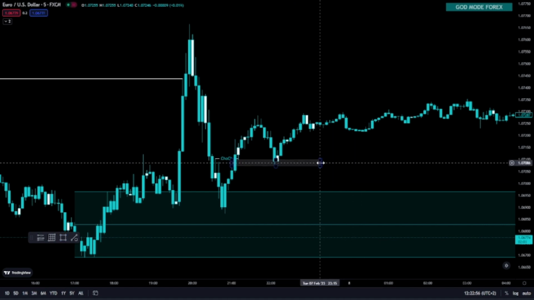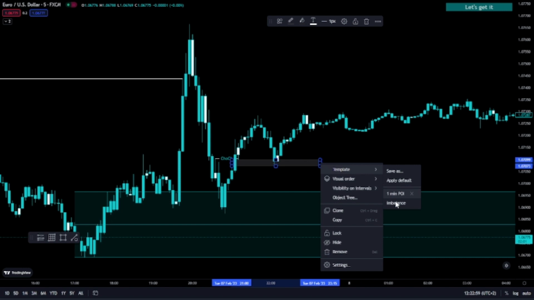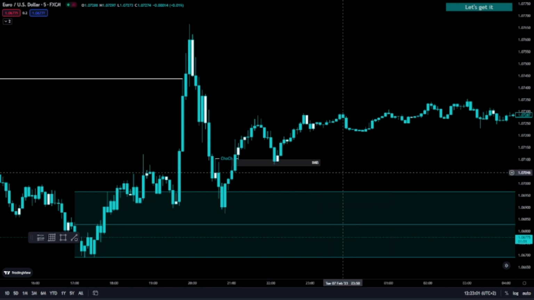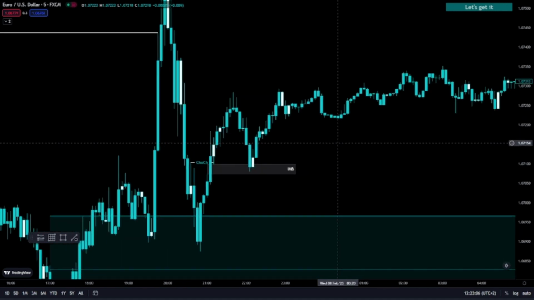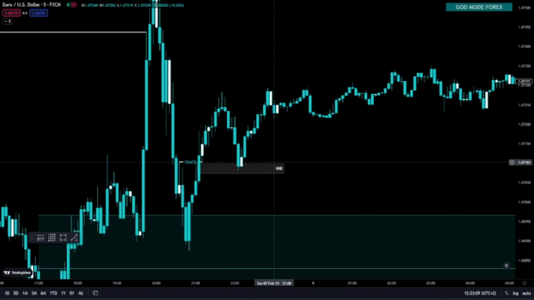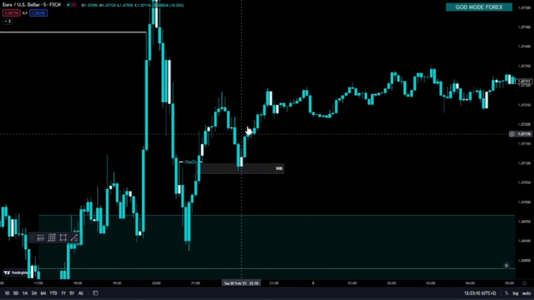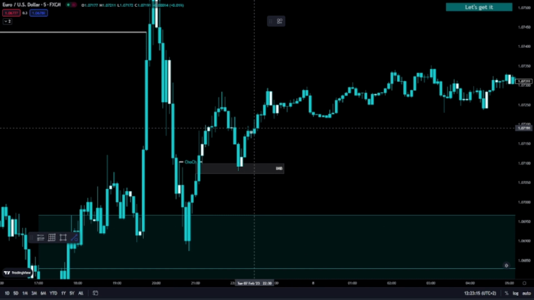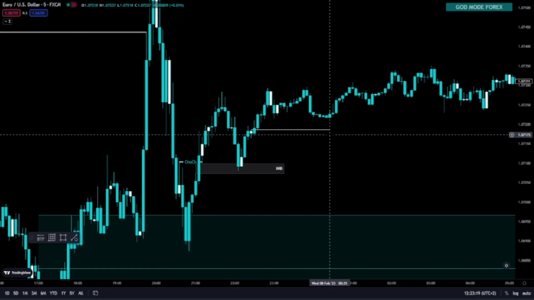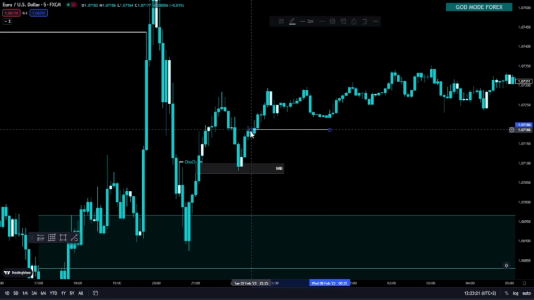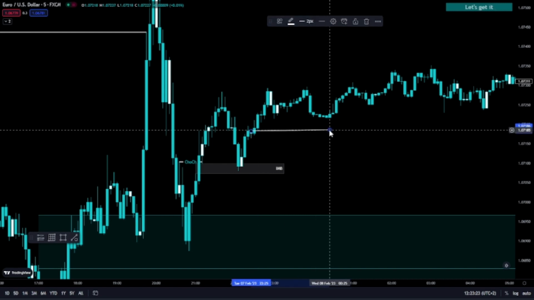It came into our imbalance right here and then filled our imbalance. With our imbalance filled, we were now looking for an entry to the upside. What we then did was look forward for signs of bullish momentum. And as you can see right there, we have our bullish anchor.